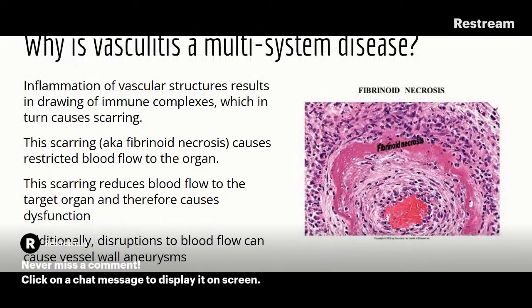So why is vasculitis a multi-system disease? Why is it not just that you have a bit of vascular inflammation, it affects that blood vessel, and you're done with it? Well, inflammation of vascular structures results in immune complexes being drawn in, which in turn causes scarring. You can see the scarring on this histological imaging here. You can see this fibrinoid necrosis, and that causes restricted blood flow to the organ. It's essentially starving the organ of blood flow, both oxygenated and non-oxygenated.